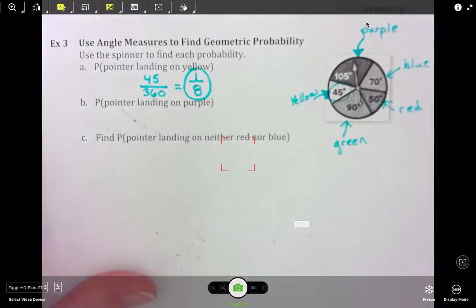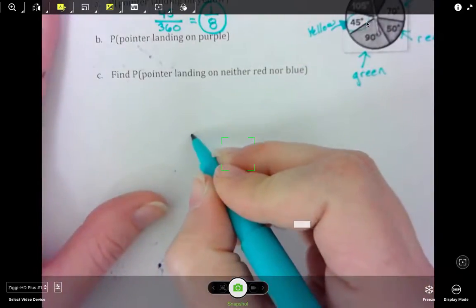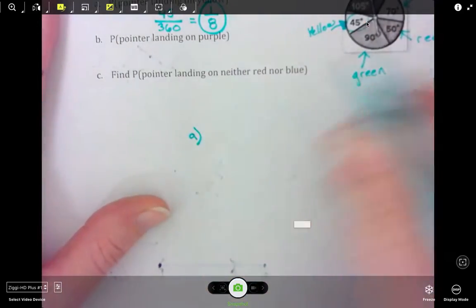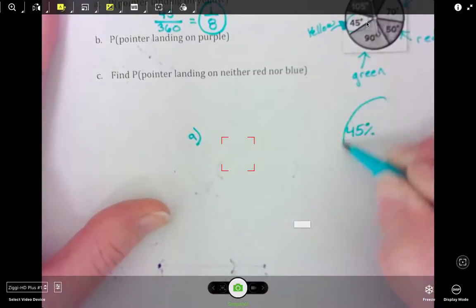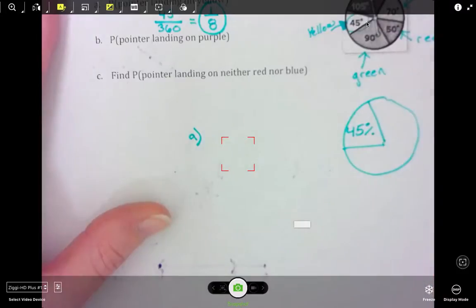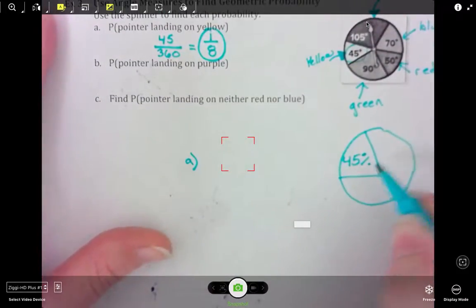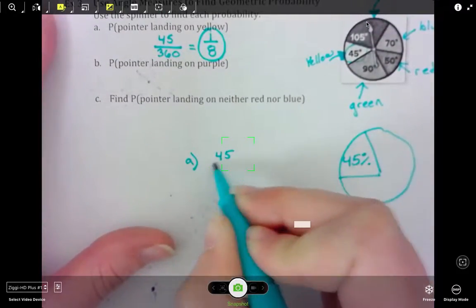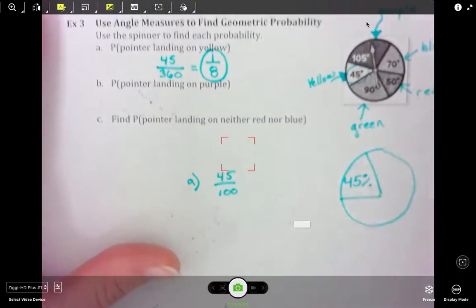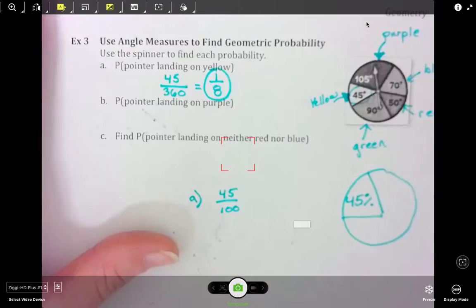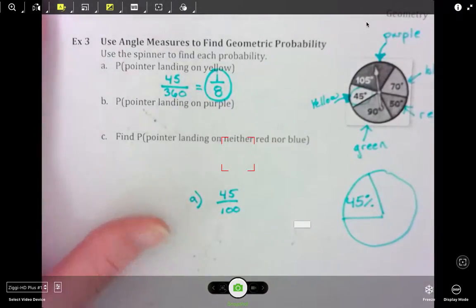Now, I'm going to do another example down here. Suppose that this was actually 45% instead. That slice of pie was actually 45%. If it was 45%, then it would be 45 over 100, because percentages are based out of 100. So this one is based upon degrees, so you want to make sure it's 45 over 360.